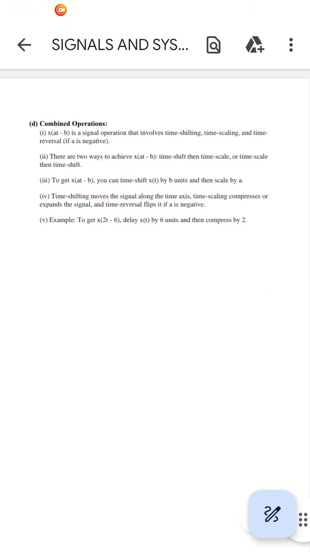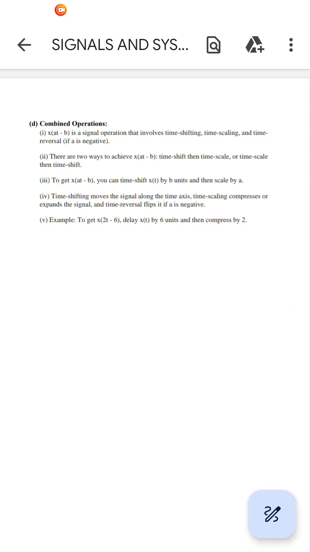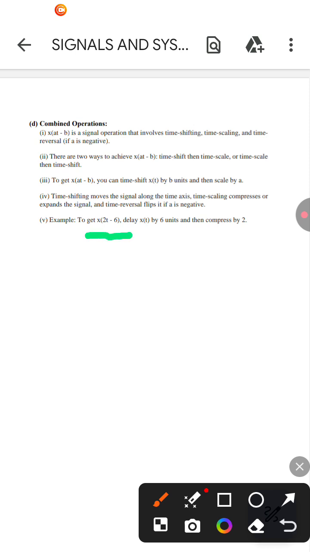Here the time shifting moves the signal along the time axis, whereas time scaling compresses or expands the signal. In time reversal, it will flip the signal if a is negative. For example, to get x of 2t minus 6, we will delay x of t by 6 units and then compress by 2.